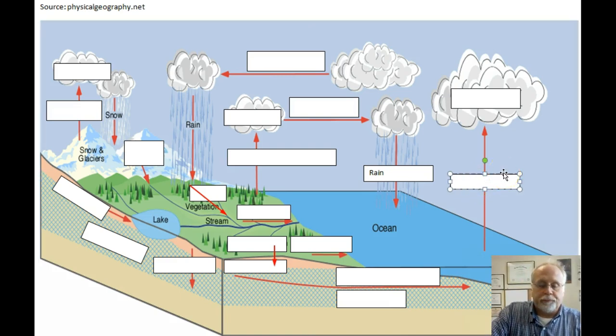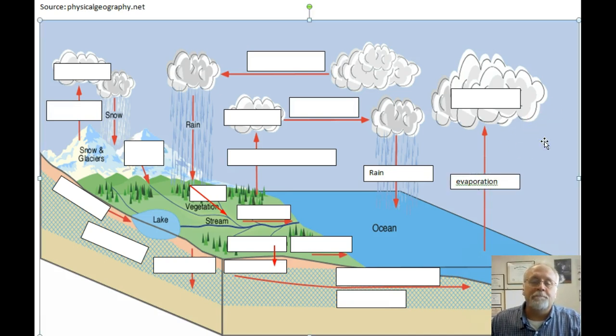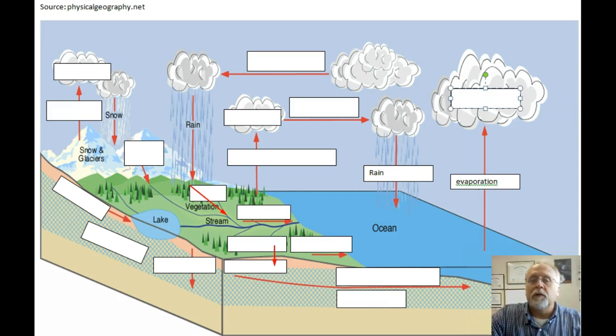So from the ocean, it goes through evaporation, goes up into the sky. And to make clouds, we have condensation of the water vapor into tiny droplets. Condensation. So we'll put that on this cloud also. We'll put condensation. That's the water vapor becoming a cloud.